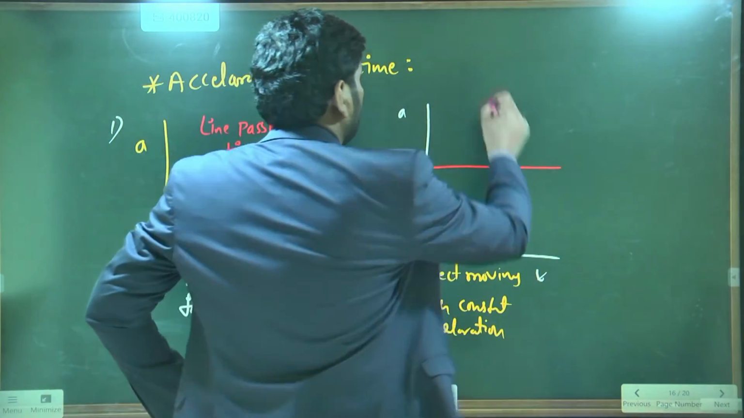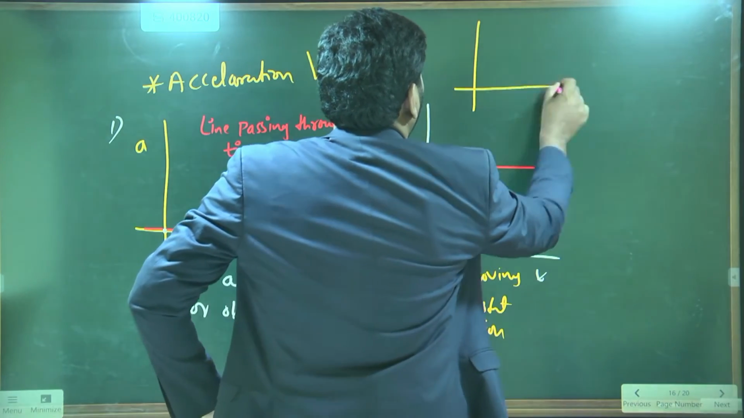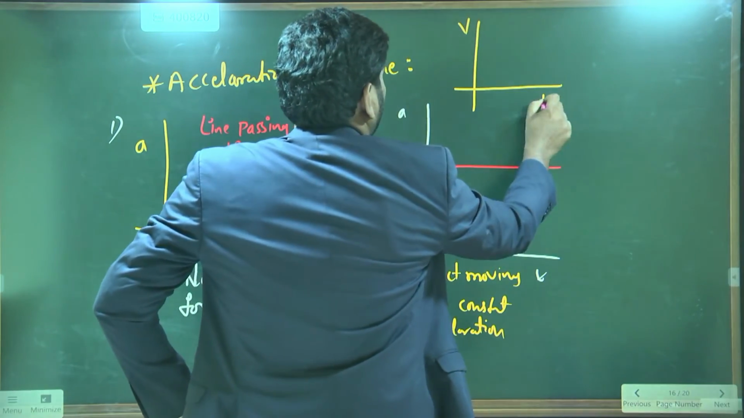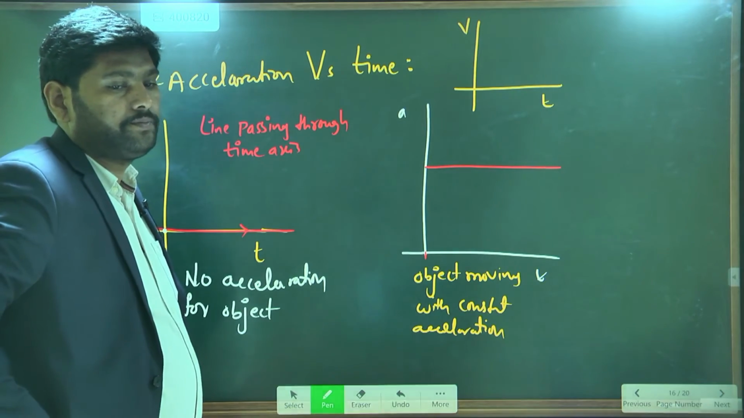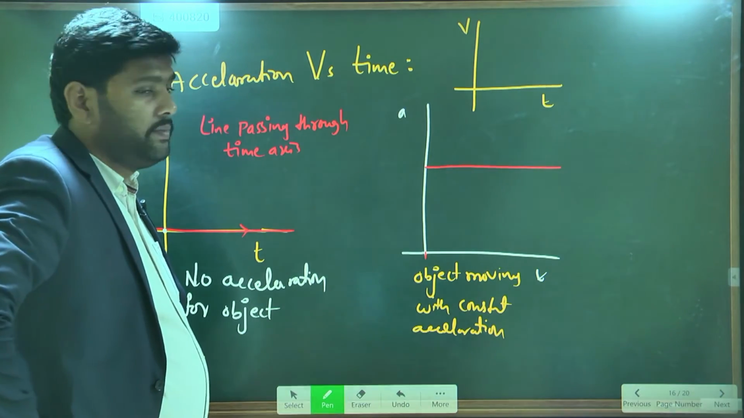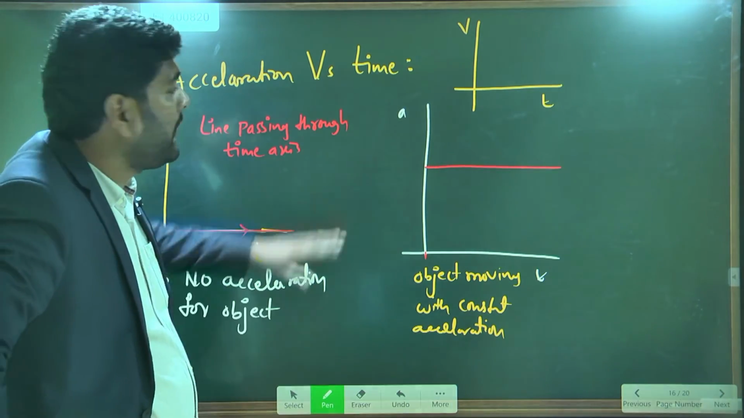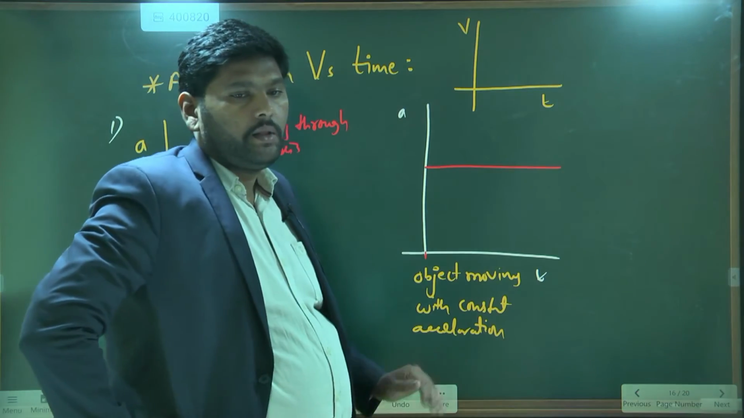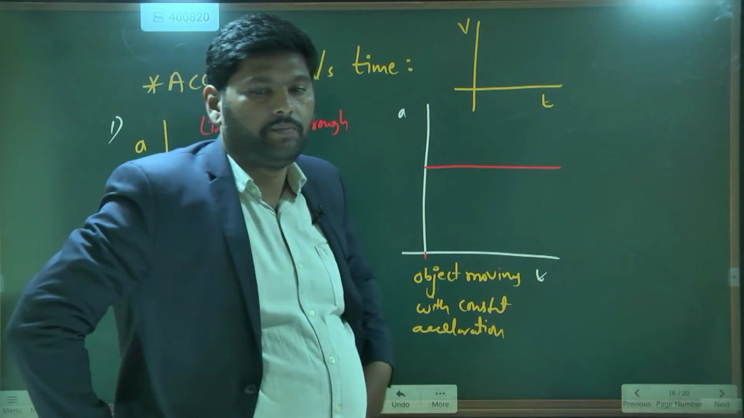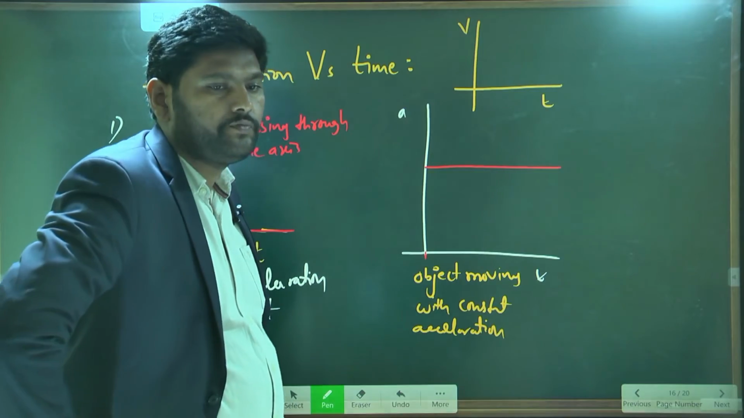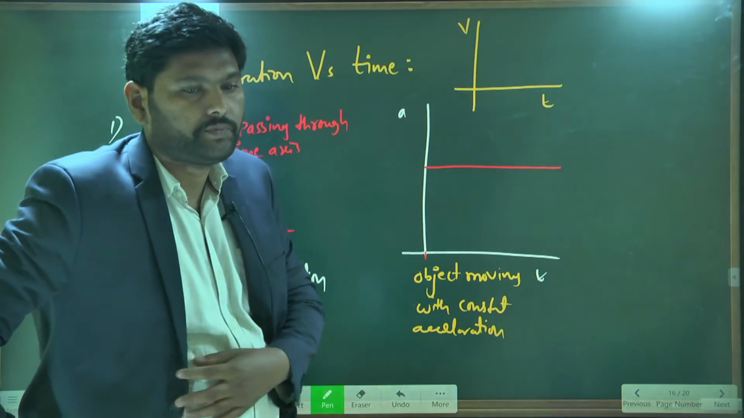Constant acceleration. Same graph, I want speed versus time. Same representation. How do you represent speed versus time? How will the graph be in speed versus time? This is acceleration versus time. The same representation I want with speed versus time. Which graph shows it?